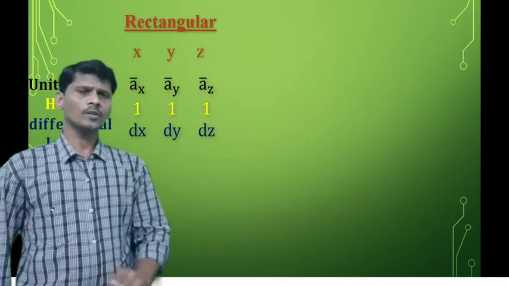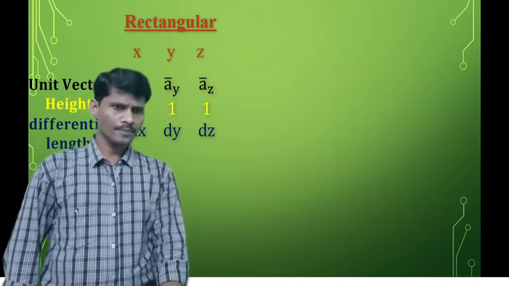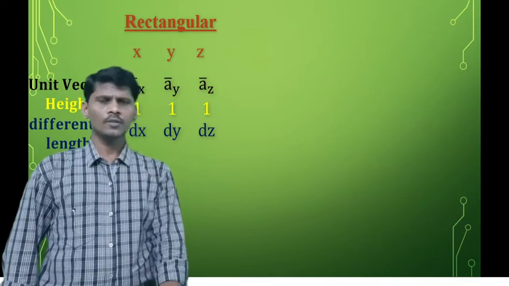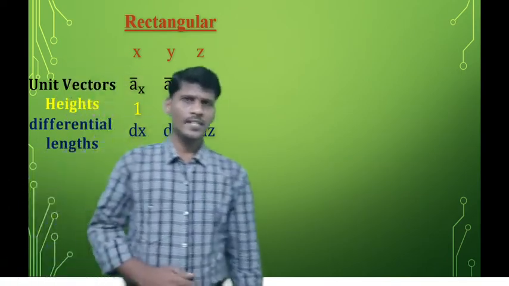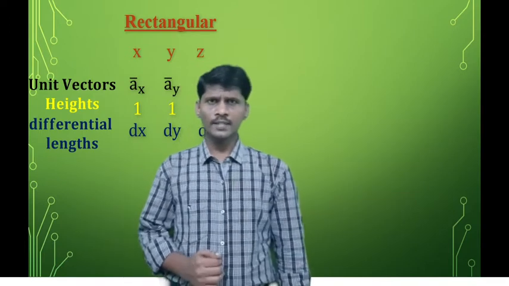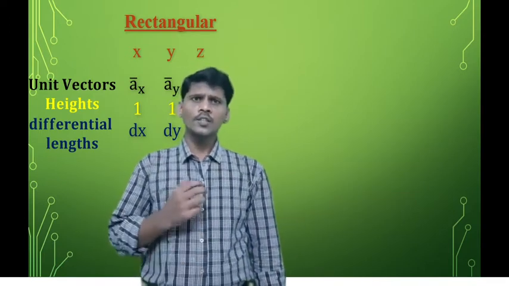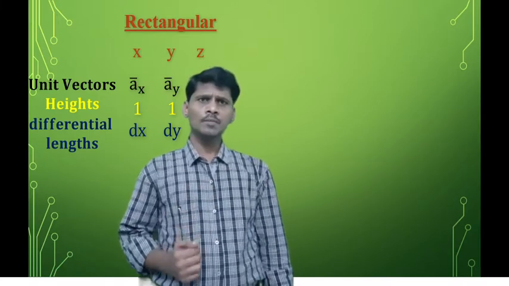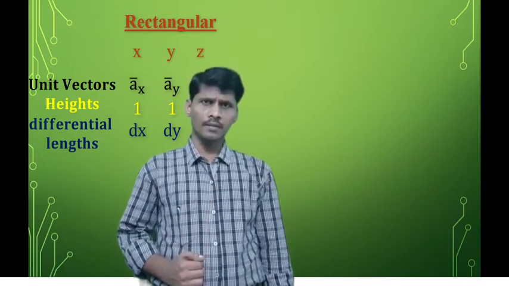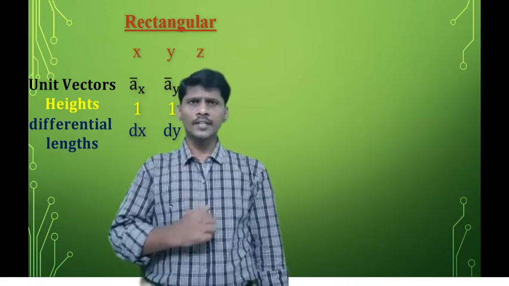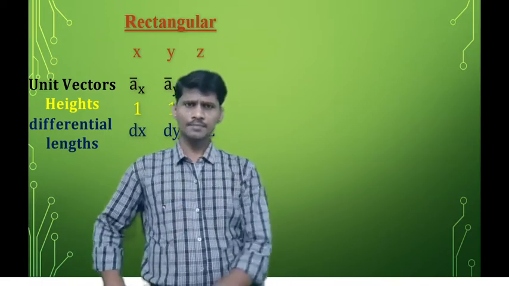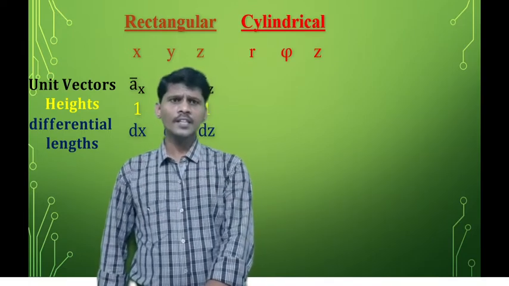So what are the rectangular coordinate system variables? Rectangular coordinate system variables are x, y, z. What are the unit vectors in rectangular coordinate system? ax bar, ay bar, az bar. And what are the elementary lengths in rectangular coordinate system? dx, dy, dz.